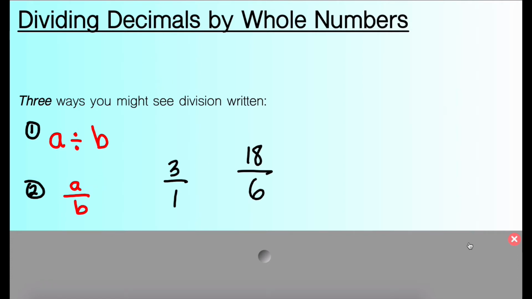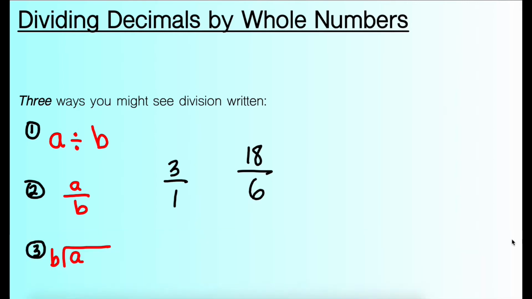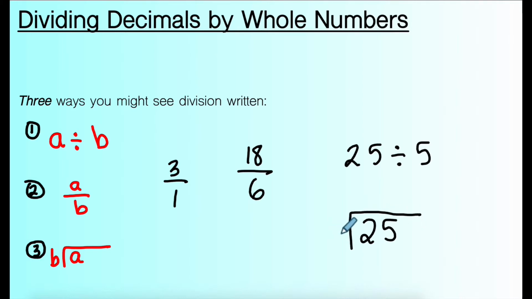And the third way, which is going to be relevant to us today as we're doing some long division, some people call this the division house, but this is read as A divided by B. So if you're given a problem that's written in this format, let's say like 25 divided by 5, to set that up as long division, the first number goes inside the house, as we might call it, and the second number goes outside the house, as we might call it, and then you would do your division.